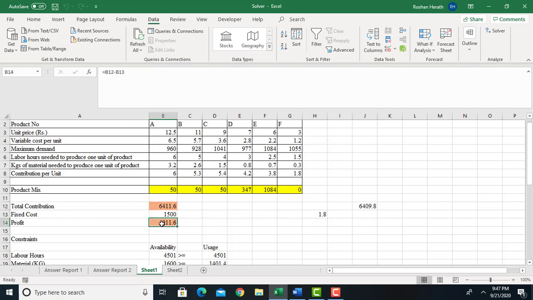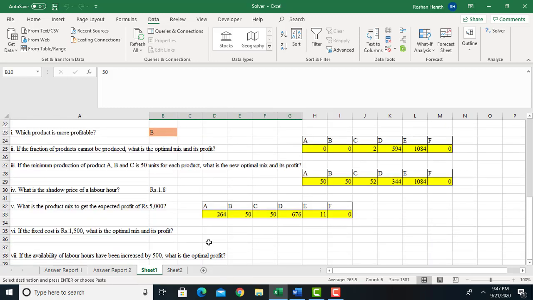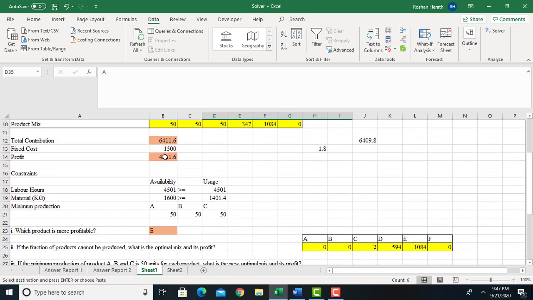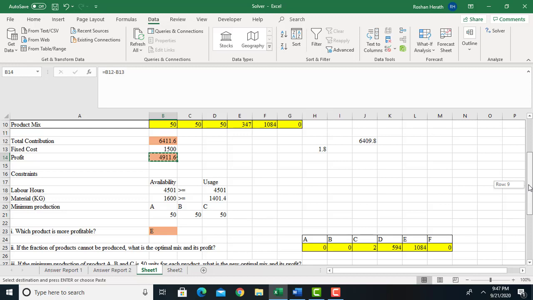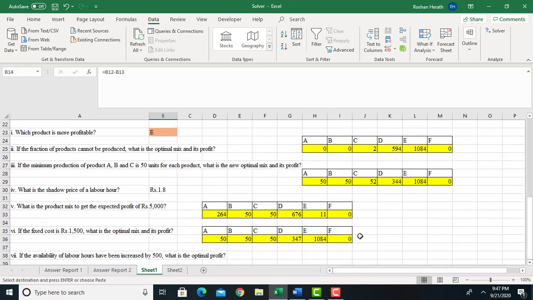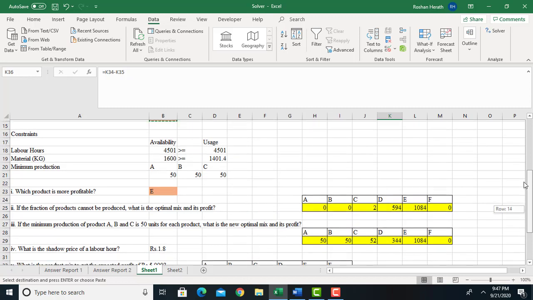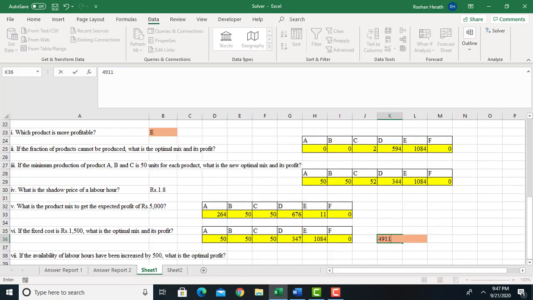See, this is it. Your profit comes as 4911.6, and this would be your product mix. Your product mix is like this, and then it asks you what is the profit. That's 4911.6. That is your profit. That is the optimum profit. So you can simply type it 4911.6.